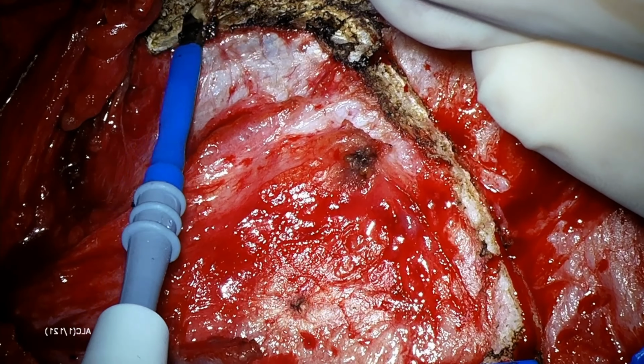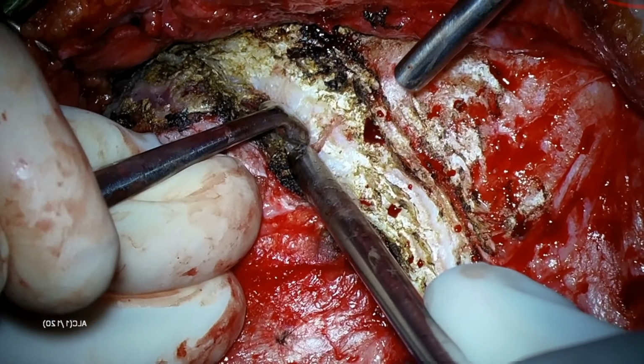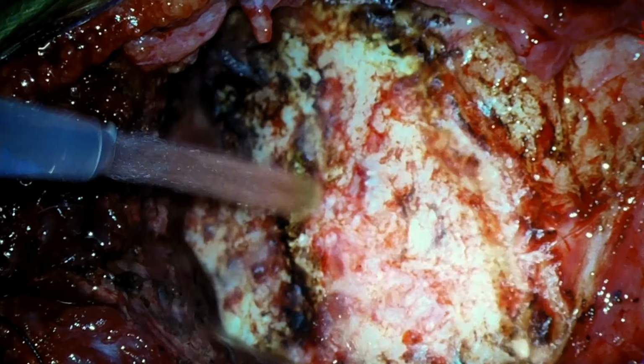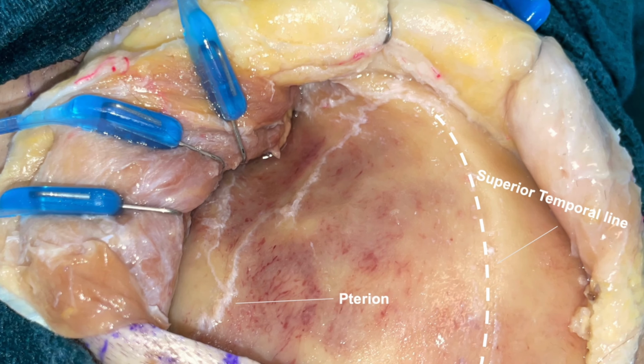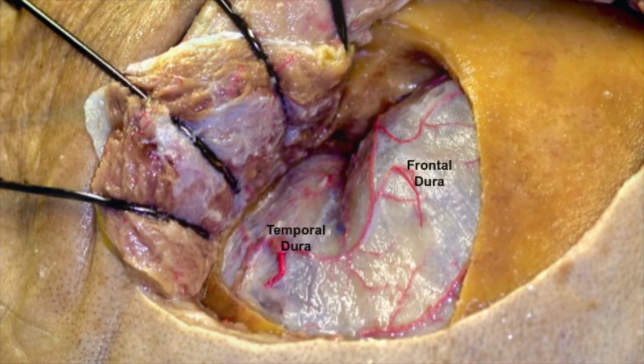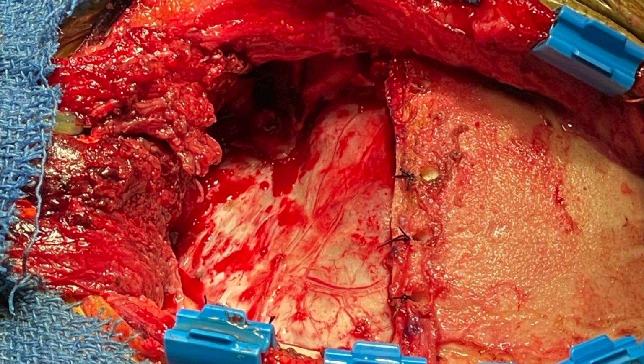Temporalis muscle is retracted long enough to expose the squamous portion of the temporal bone. To avoid complications such as atrophy and CSF leak, it is key to remember the landmarks of the mini-pterional craniotomy. In such, the superior temporal line marks the superior limit of the craniotomy, ensuring the avoidance of entering the frontal sinus.